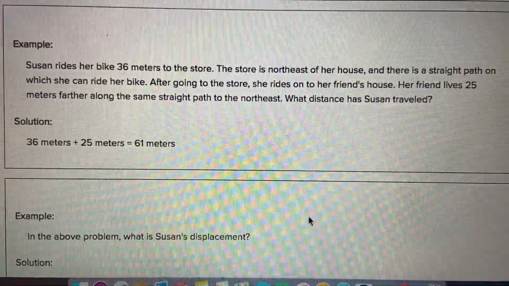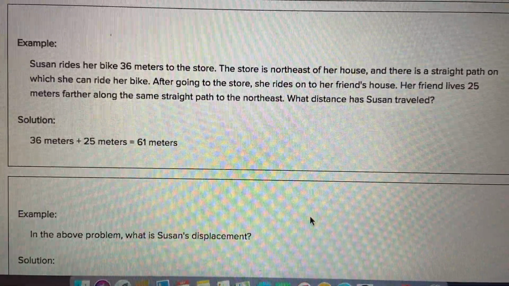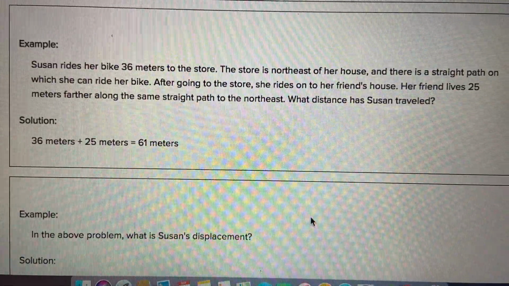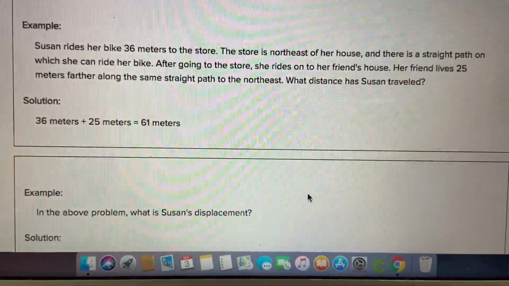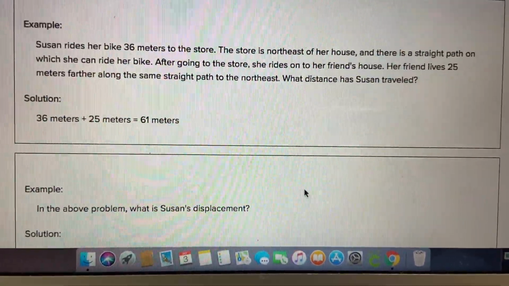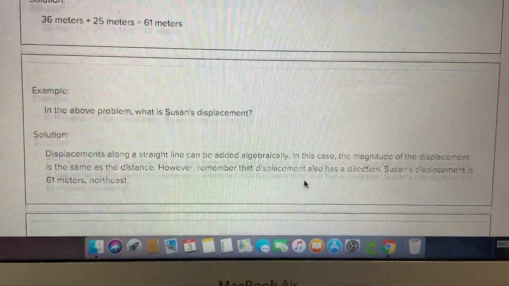Well, it tells you that first she takes her bike to the store, and then she goes to her friend's house. So the distance is easy. That's the easy part. 36 plus 25 equals 61 meters. You just have to add the two values together.